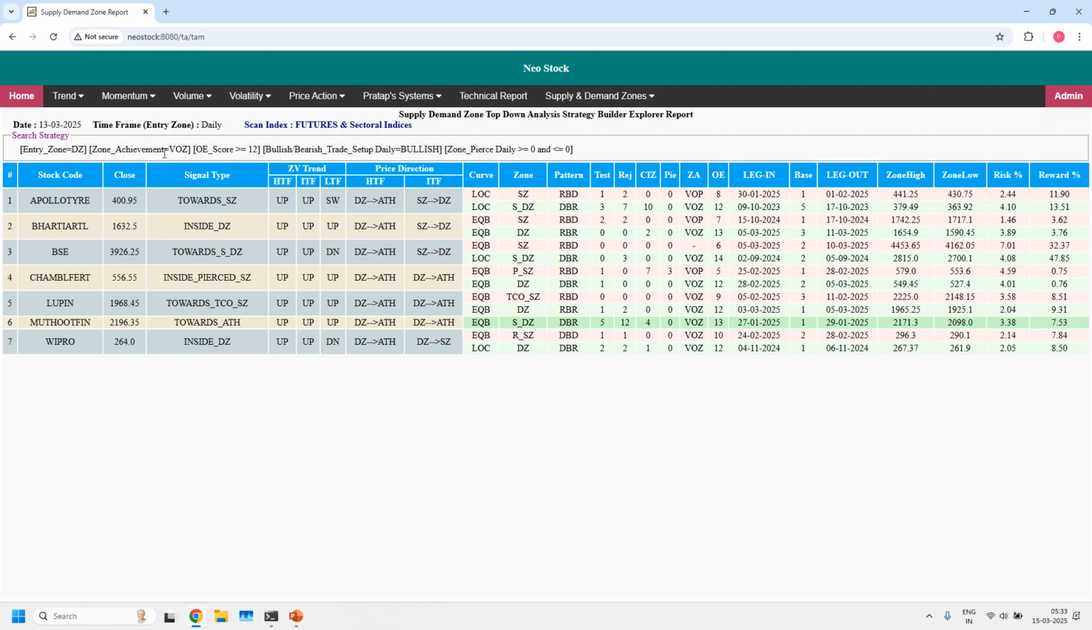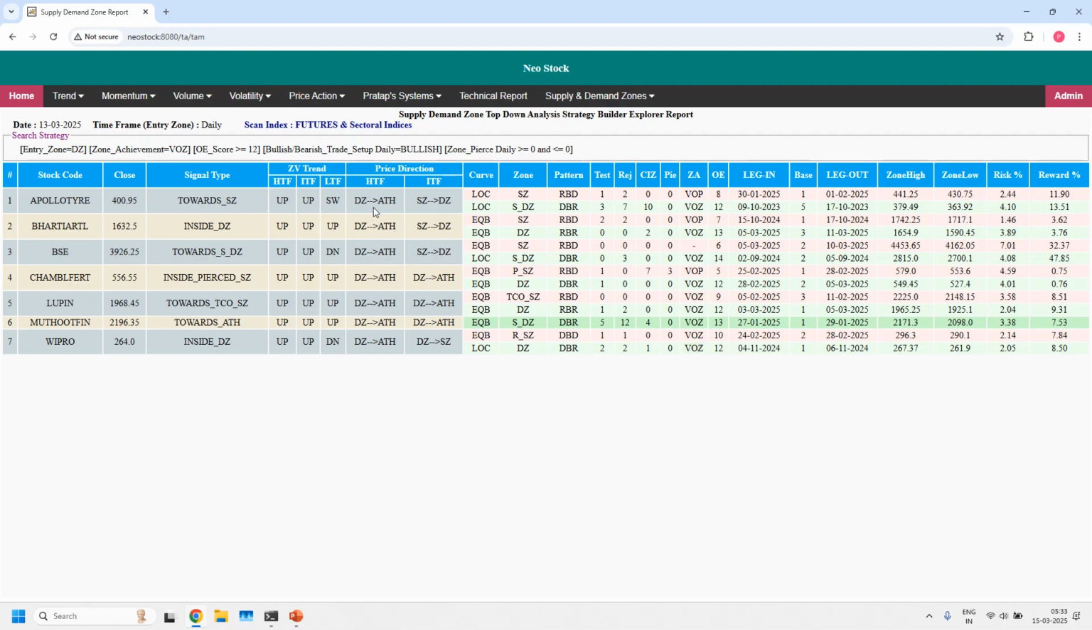with the filter zone achievement. Our demand zone has achievement violated opposing zone. ZA means zone achievement. All the demand zones have zone achievement violated opposing zone. The supply zone can be anything. You focus only on the demand zones, because your entry zone for a bullish trade setup is the demand zone. If it is a bearish trade setup, then you can look into supply zones. So our entry zone is the demand zone.